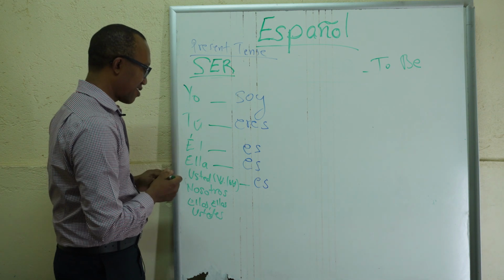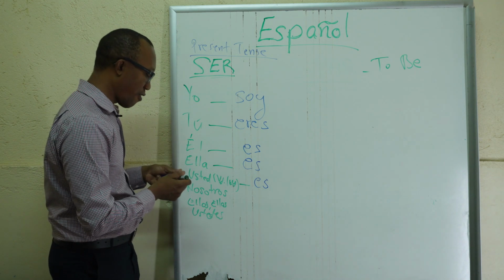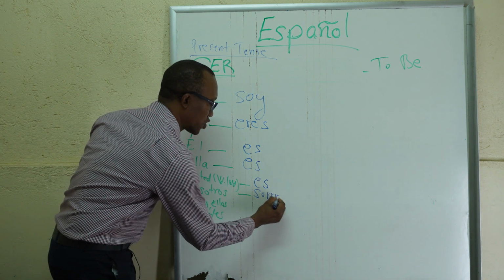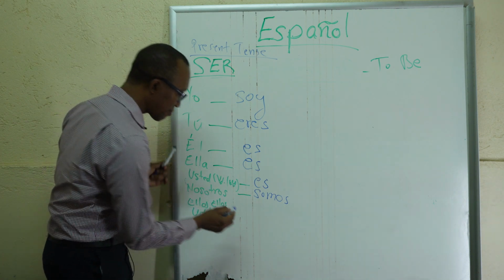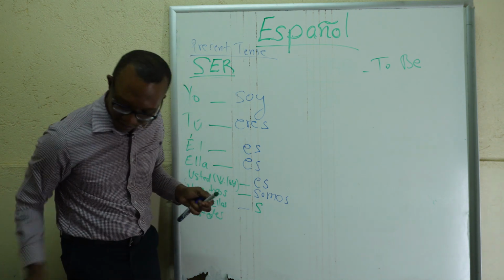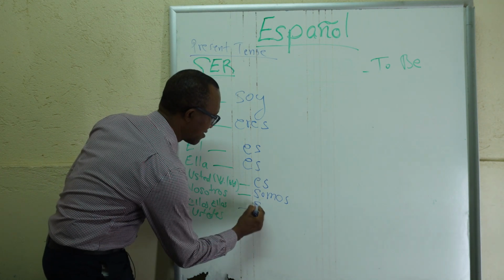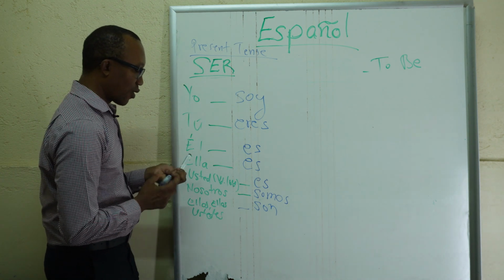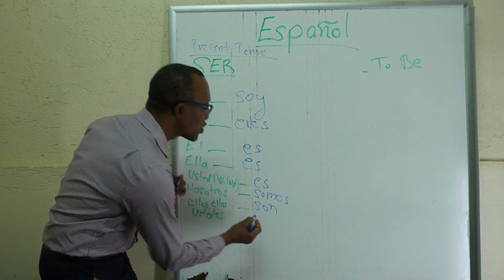For nosotros, we are going to have a different form. So here is where you must remember this different form. So nosotros, we are going to get somos. All right? What about ellos, ellas? Well, the form is one. We're going to get son. And for ustedes, plural form of usted, good news again. The good news is it is going to be son.